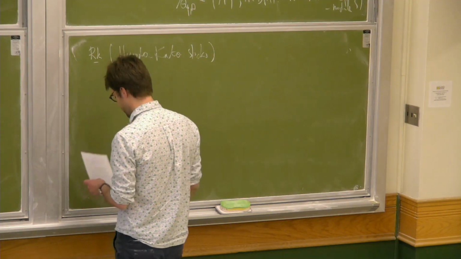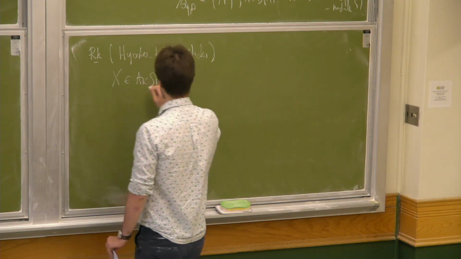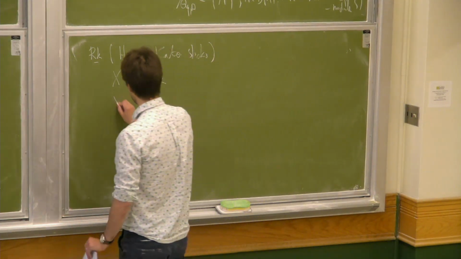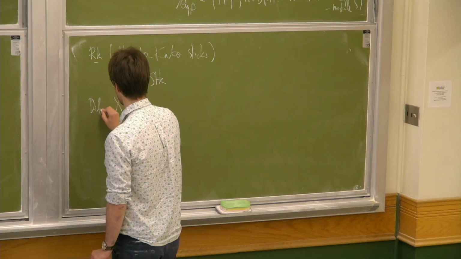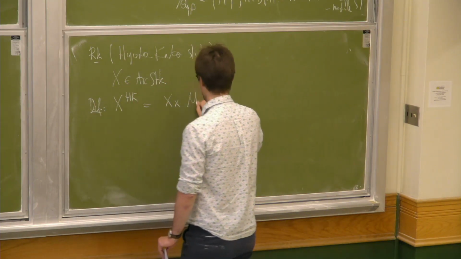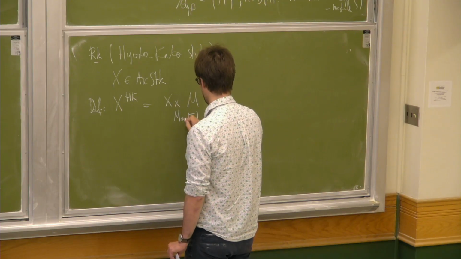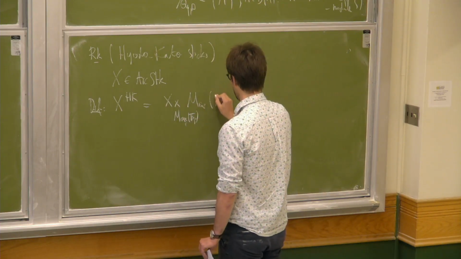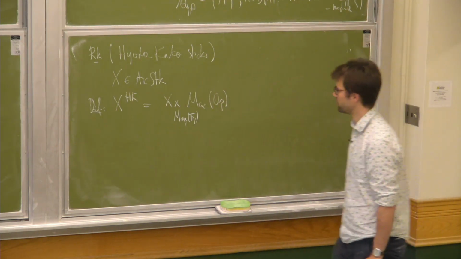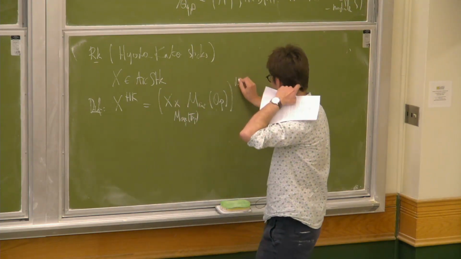An example of this is if you have any arc stack, so not necessarily over Qp, then you can define its Yang-Kato stack. So you take X, which lives over the arc stack of Fp, which is a final object, and then you take this fiber product with the arc stack of Qp. So now it's an arc stack over Qp. And now you can take its de Rham stack.